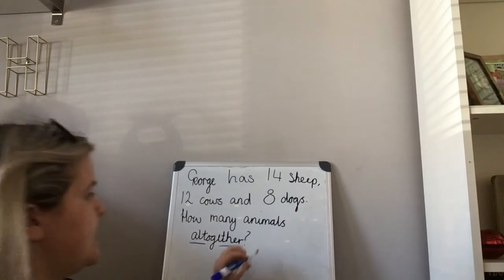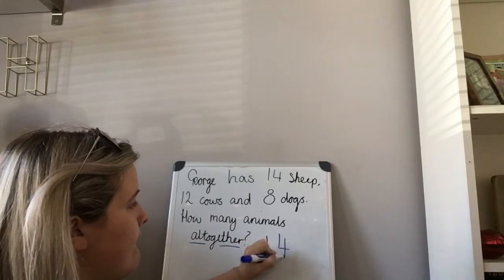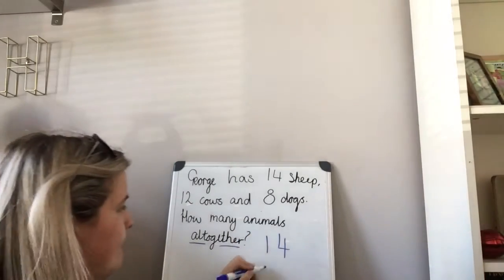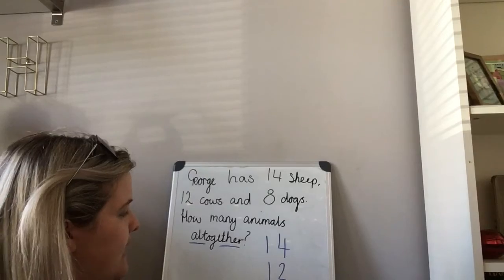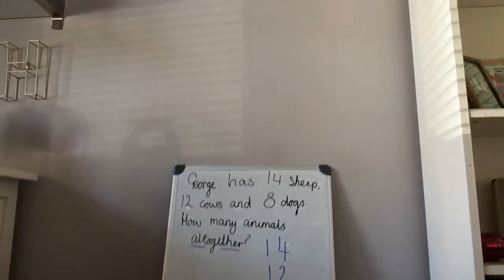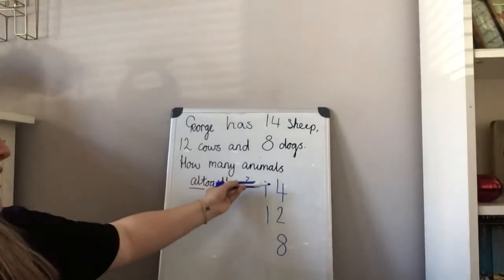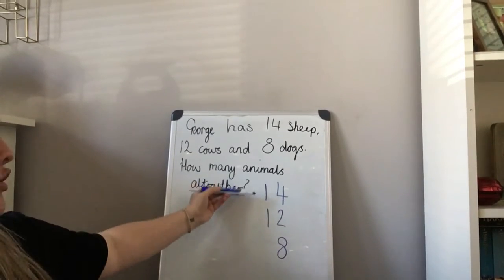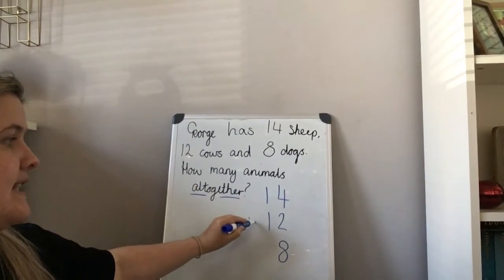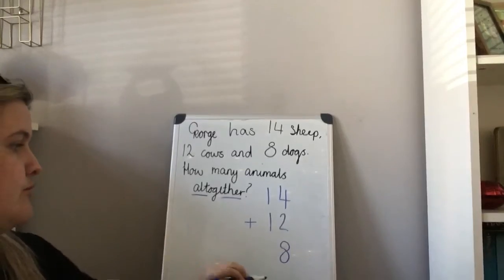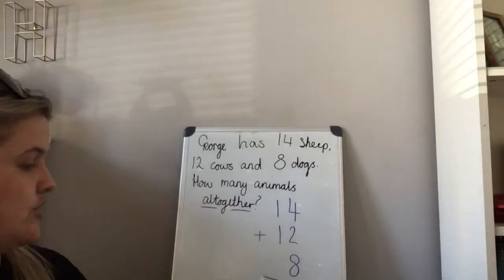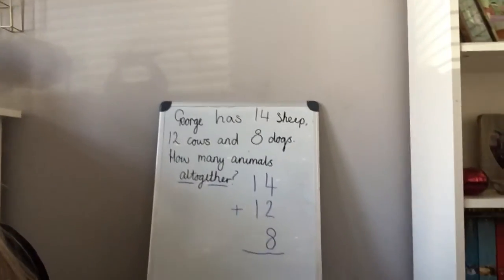So we have 14, we have 12, and we have 8. And I'm making sure, I hope you can see that all my units are under each other and all my tens are under each other. I'm going to put an add sign here to remind myself that that's what I'm doing. Now I'm going to do these as a chimney sum, but you might want to do these separately.